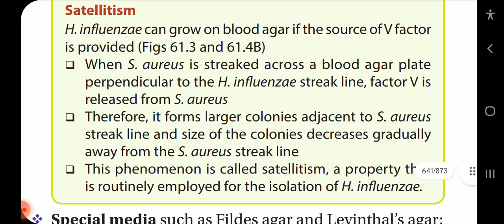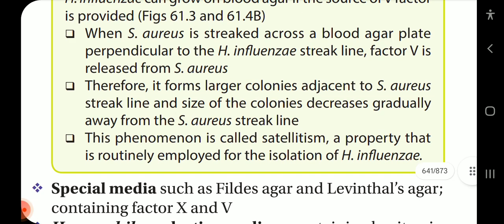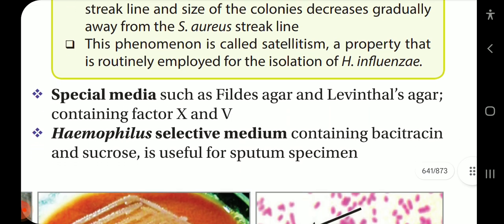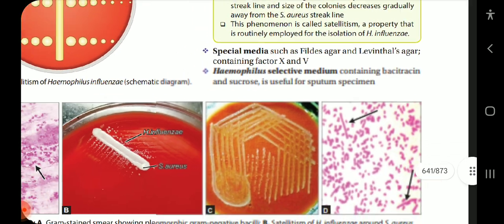Satellitism: H. influenzae can grow on blood agar if a source of factor V is provided. Staph aureus is streaked across a blood agar plate perpendicular to the Haemophilus influenzae streak line. Factor V is released from Staph aureus. Therefore, it forms larger colonies adjacent to the Staph aureus streak line, and the size of the colony decreases gradually away from the Staph aureus streak line. This phenomenon is called satellitism, a property that is routinely employed for isolation of H. influenzae. Special media such as Fildes agar or Levinthal's agar containing factors X and V, and Haemophilus selective medium containing bacitracin and sucrose, are useful for sputum specimens.